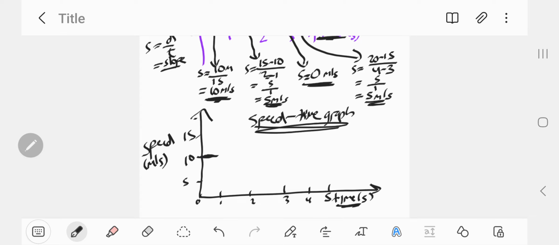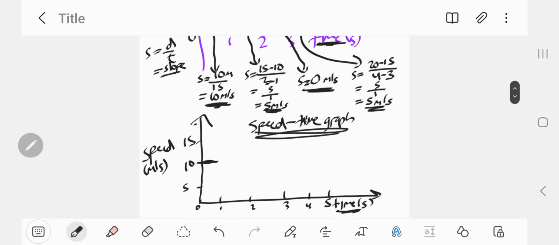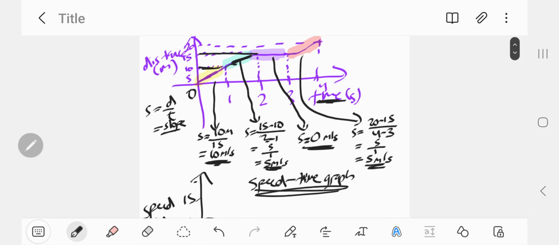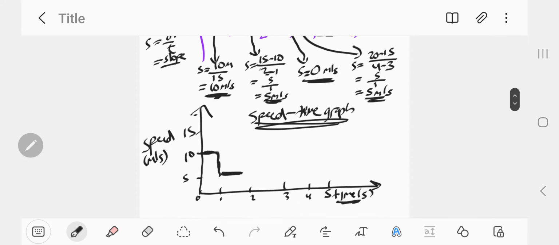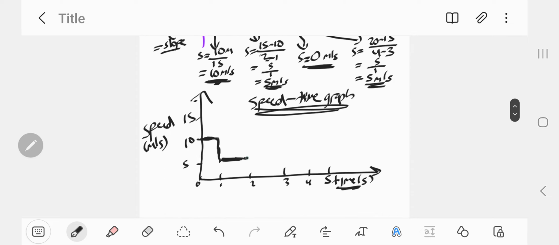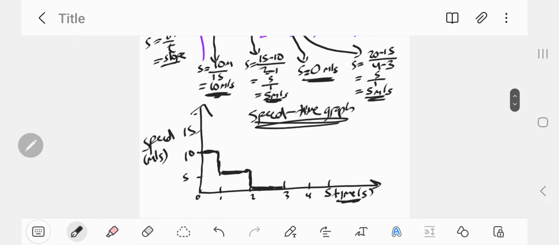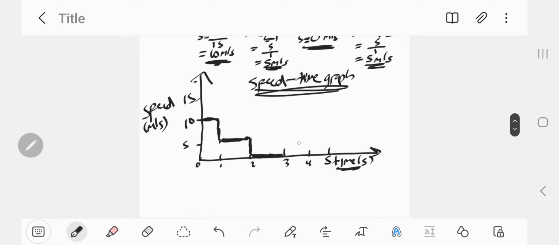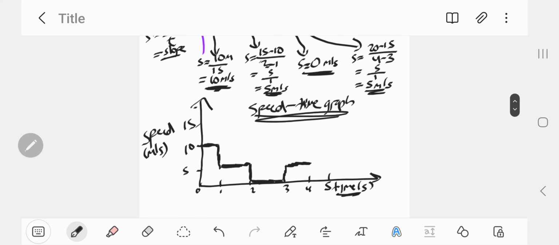Okay, flat line between 0 and 1 second. Next segment, it's 5 meters per second. So it drops down to 5 and it stays there between 1 and 2 seconds. Between 2 and 3 seconds, it's 0. So the speed is just 0. It drops all the way down to 0 here, and it stays there. And the last segment, between 3 and 4 seconds, the speed is 5 meters per second. So it goes back up to 5 and it stays there. And that's how you do a speed time graph using a distance time graph.